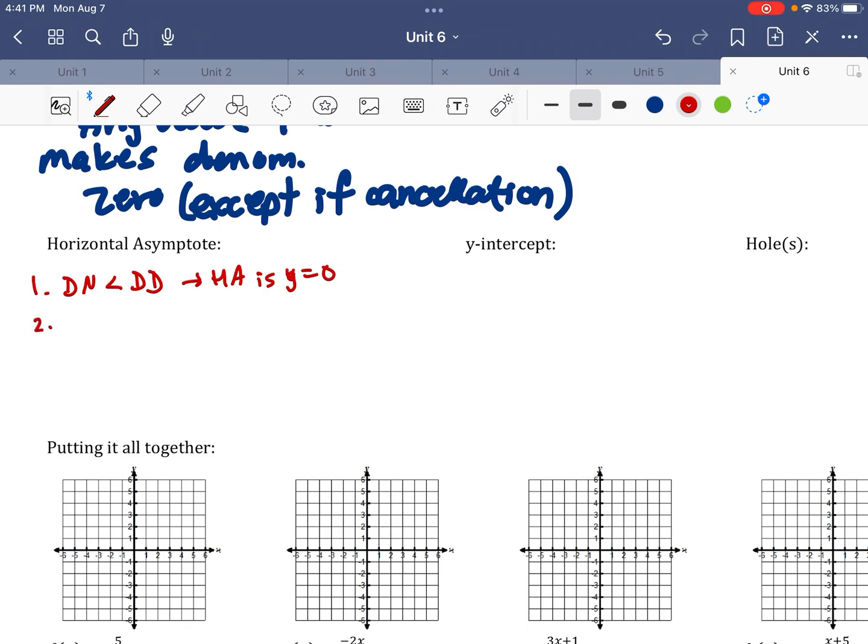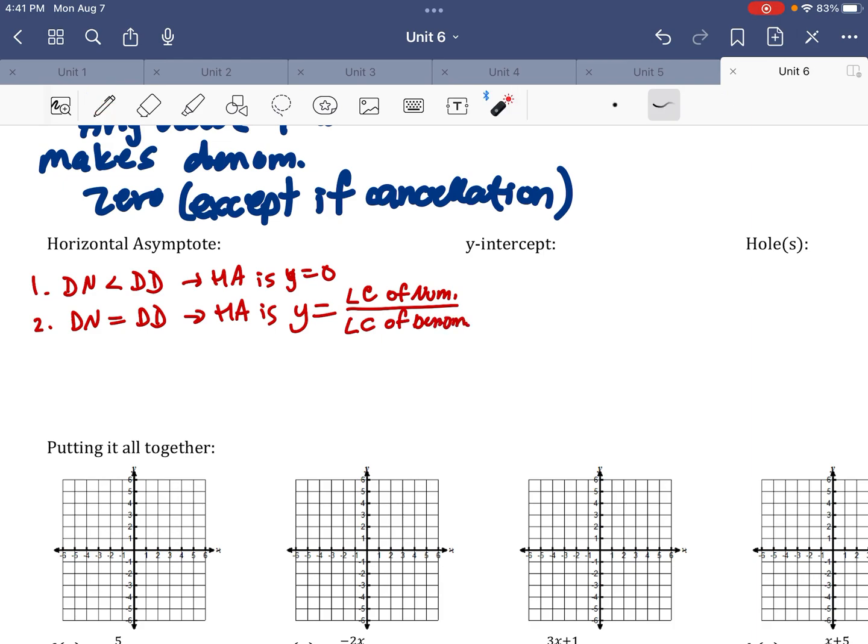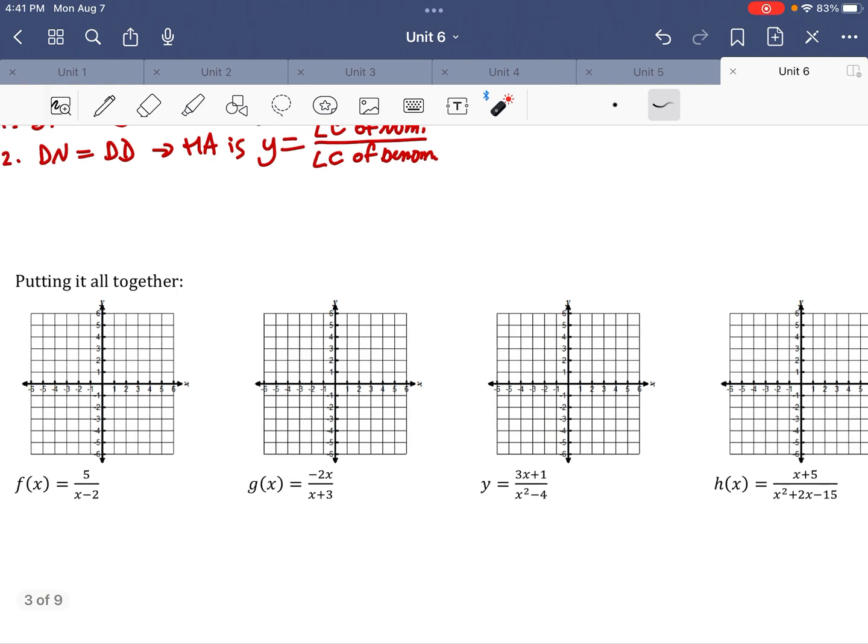Okay. If your degree of the numerator is equal to the degree of the denominator, then your horizontal asymptote is an equation that takes y equals, and what you're going to do is put the leading coefficient of the numerator and divide it by the leading coefficient of the denominator, which you'll see down here. But what I mean by that is this. Let's take a look at this one. These x's, they match. So the leading coefficient of the numerator is -2, and the leading coefficient of the denominator is 1. So I would take -2 and put it over 1, and that would be my horizontal asymptote.